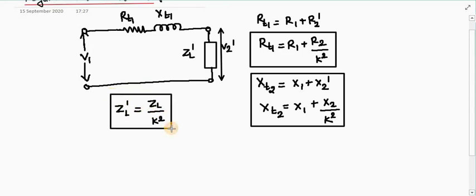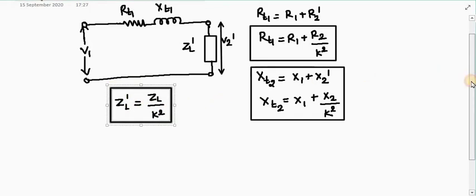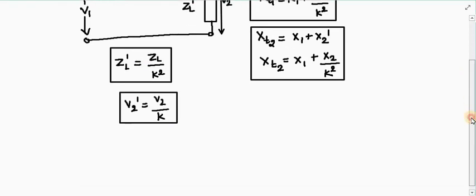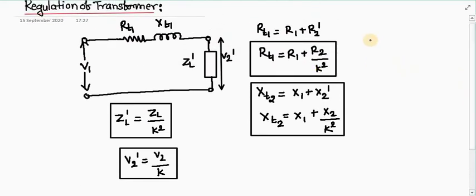Similarly, when I transfer the terminal voltage V2 to the primary side, my V2 will become V2 dash, and it is nothing but V2 by K. Okay. Then I will now draw the equivalent circuit. This is the equivalent circuit referred to the primary side. This all is about the equivalent circuit.